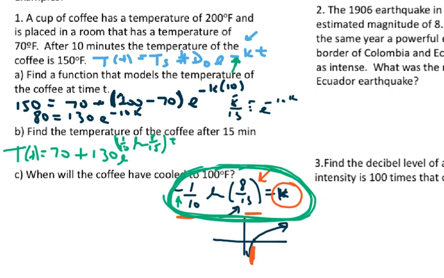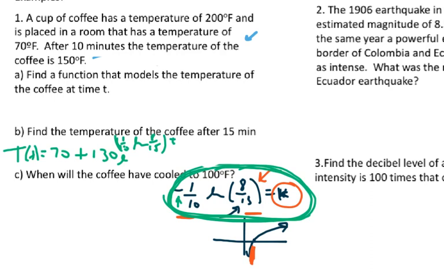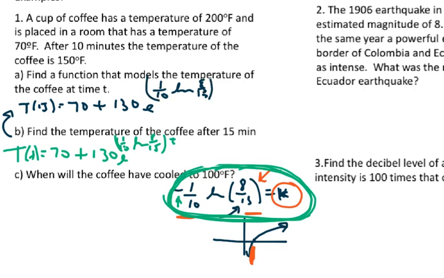All right, so now part B. Part B is telling us to find the temperature of the coffee after 15 minutes. So let's do that. What would we do? Well, we would need to put a 15 for t. So we're using our formula right here. So T of 15 is going to equal 70 plus 130 e to the 1/10 ln 8/13, and that is multiplied by our time, which is 15.